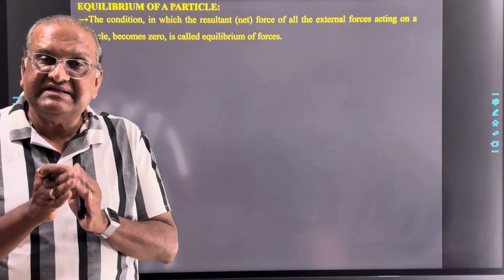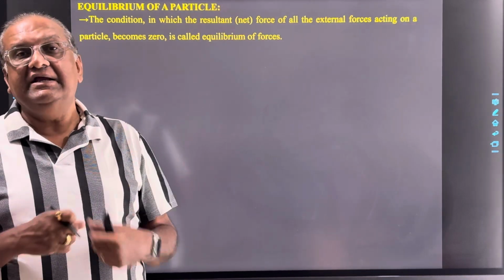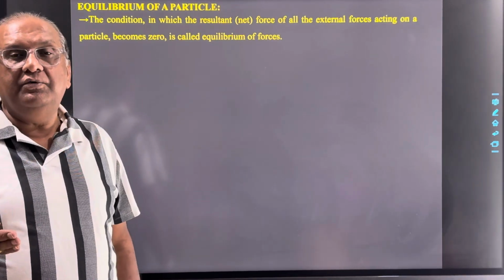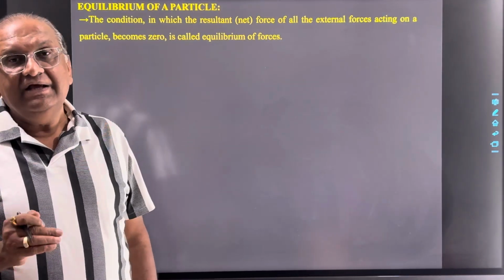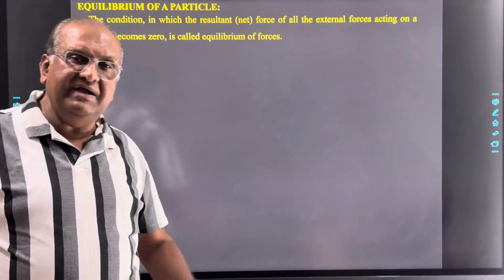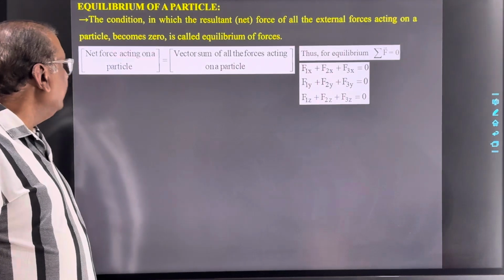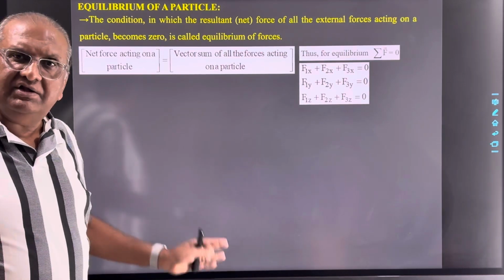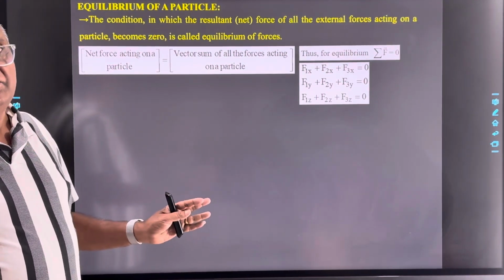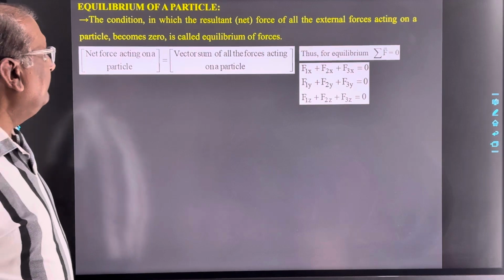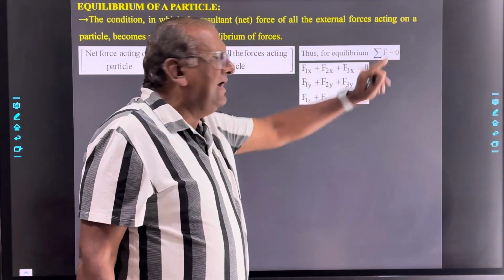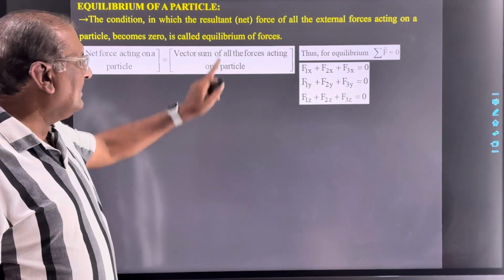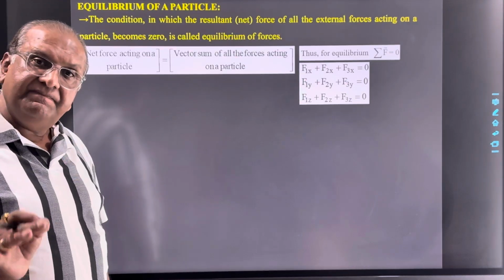If the particle is stationary, then it will remain stationary. Or if the particle is in motion, then it will continue with uniform velocity. Meaning in both cases, the acceleration will be equal to 0. Now see here, the net force acting on a particle is nothing but the vector summation of all the forces, which is equal to 0. Clear? So for equilibrium, sigma F equal to 0, then we can say equilibrium will be established. So we have to take the vector summation of all the forces to find the net force.